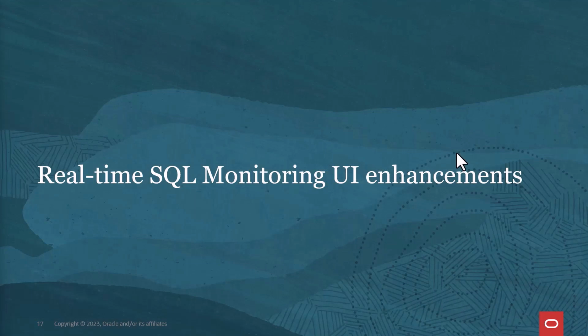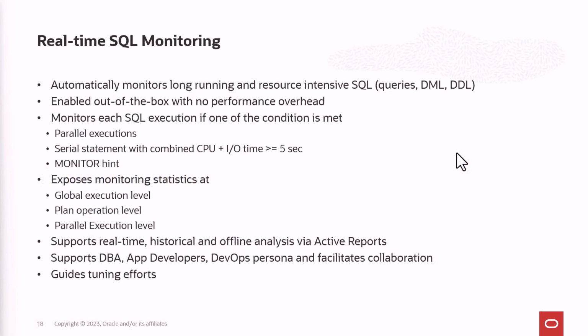Before we jump into the UI enhancements of SQL Monitoring: if there is any query that is running more than 5 seconds or using resources extensively, this feature would come in handy as it automatically monitors long-running SQL. It also monitors parallel executions, and queries with a monitor hint. Offline viewing and navigation through active reports is also possible, which facilitates collaboration between the DevOps persona and Oracle support. It also supports different personas and gives tuning guidance. You can access all these features in Performance Hub in the SQL Monitoring tab.